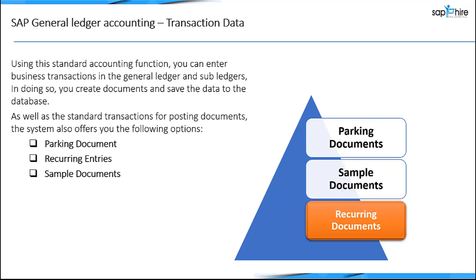Recurring document. Recurring entries are business transactions that are repeated regularly, such as rent or insurance. You enter this recurring data in a recurring entry original document. This document does not update the transaction figures. The recurring entry program uses it as a basis for creating accounting documents.